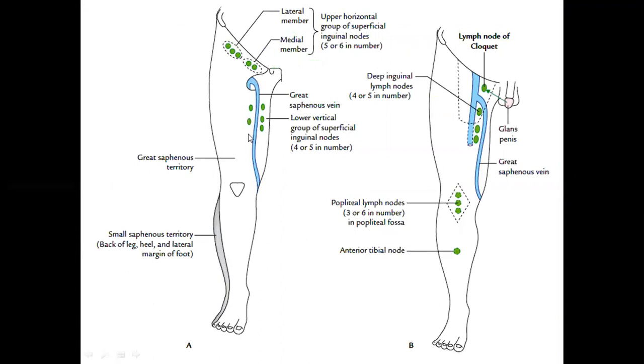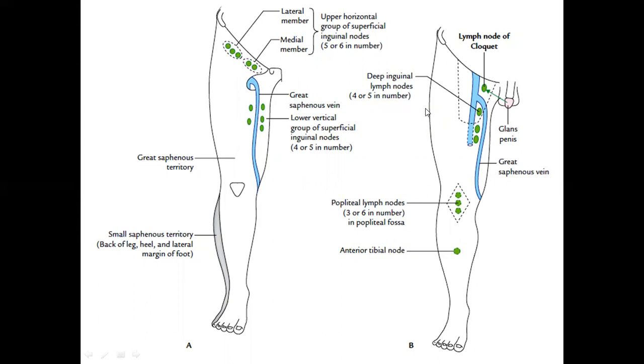When you look at this picture, the superficial inguinal group of lymph nodes is arranged in the form of the letter T. In the upper part, which is placed horizontally, we have a lateral member and a medial member, which is the upper horizontal group of superficial inguinal nodes, 5 or 6 in number. The vertical group of the superficial inguinal lymph nodes has 4 to 5 lymph nodes. So this is the superficial arrangement.